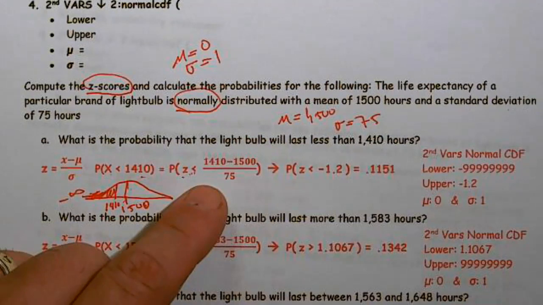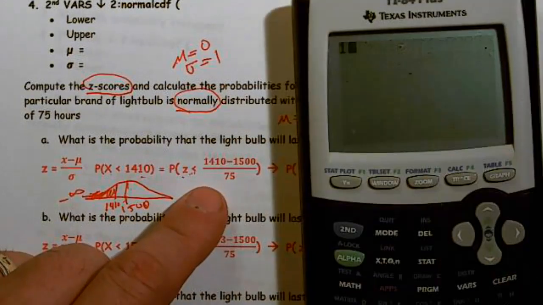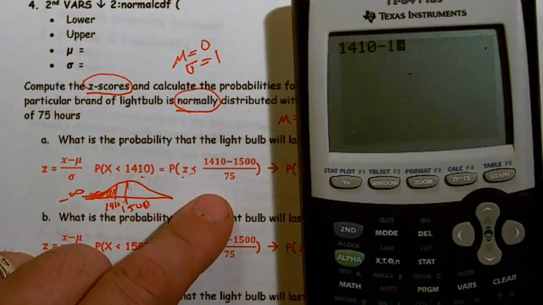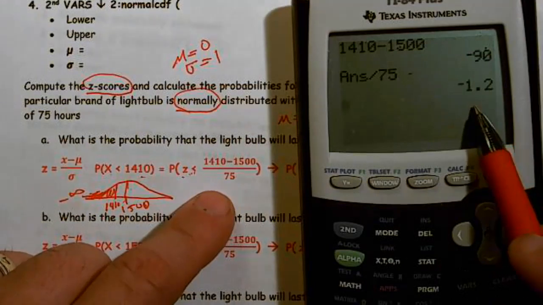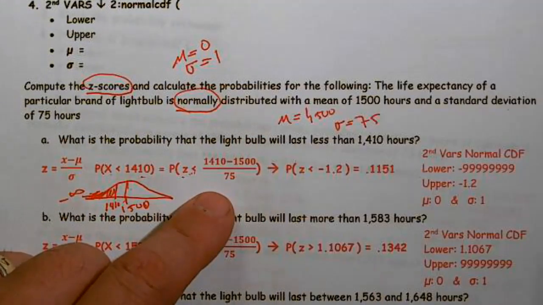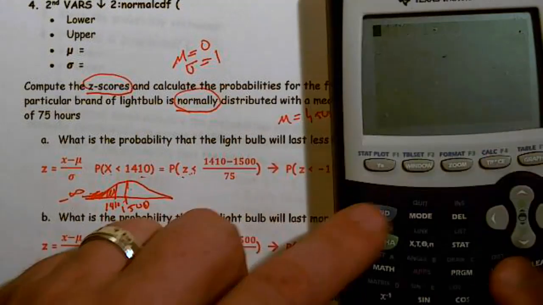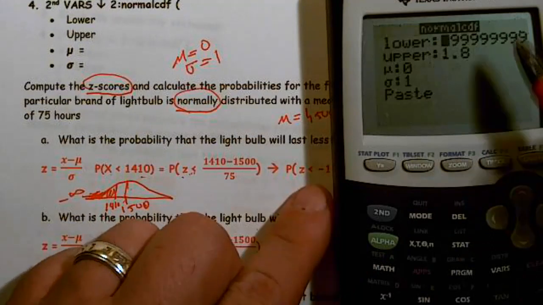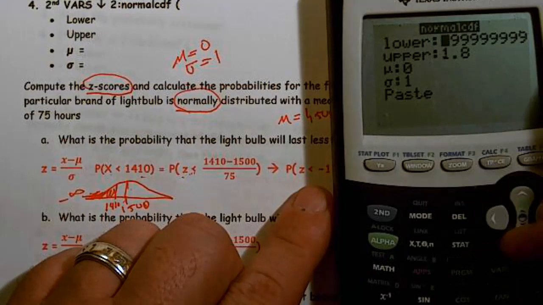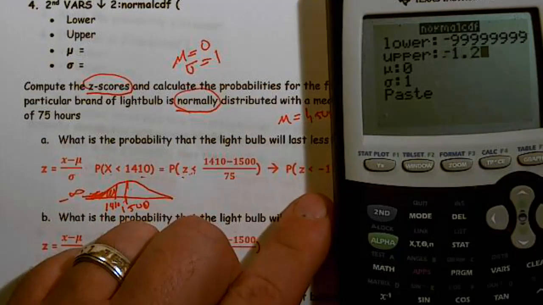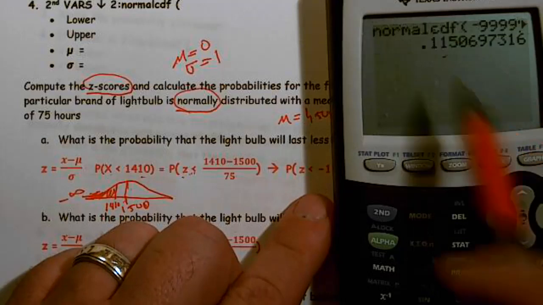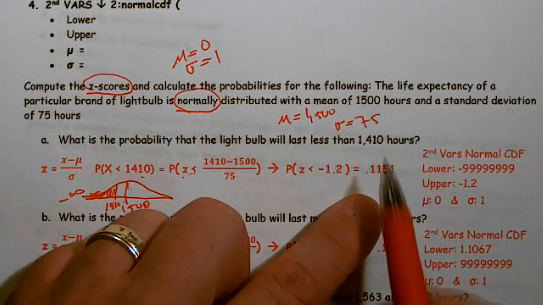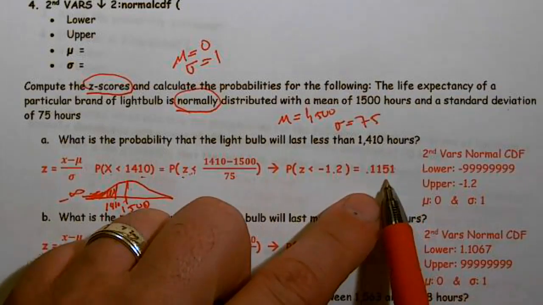Well, when I calculate that out, I'll take my calculator and I go 1410 minus 1,500, divided by 75. So I end up getting a negative 1.2. Boom, right there. So now that I have that, I can go second vars, normal CDF. We're going to negative infinity, and our upper bound we're saying is negative 1.2. Mean is 0, standard deviation of 1. 0.11506. So I probably should have truncated to be consistent.